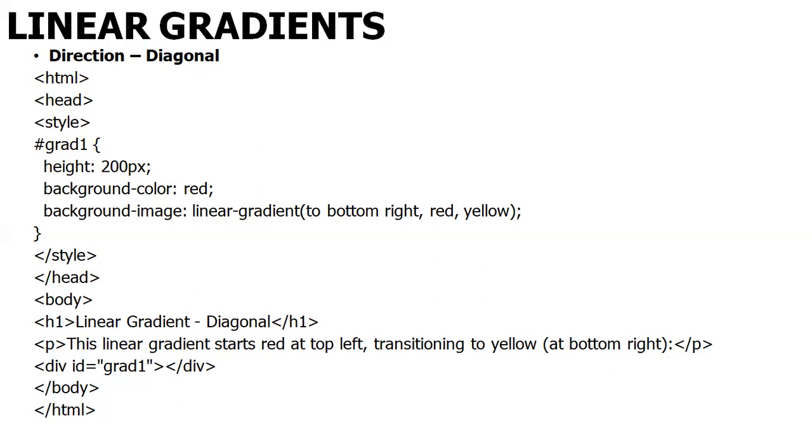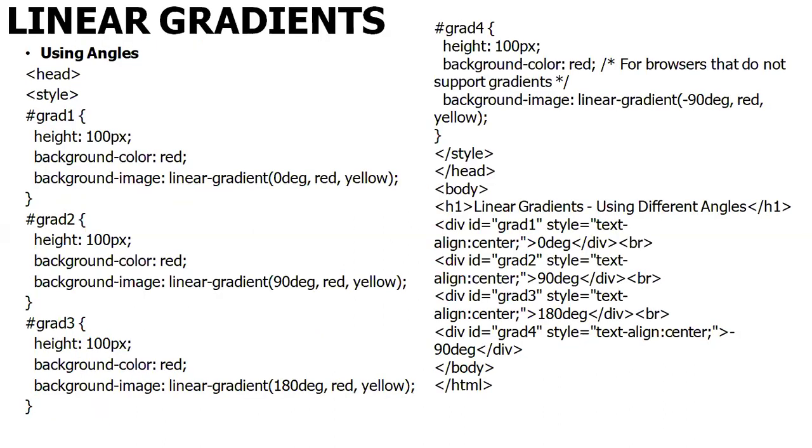The paragraph: this linear gradient starts with red at top left and transitions to yellow at bottom right. The paragraph tag should be closed. The div ID grad1 should be there, the div tag should be closed, the body tag should be closed, and the HTML tag should be closed. The linear gradient using angles, how we are going to achieve.